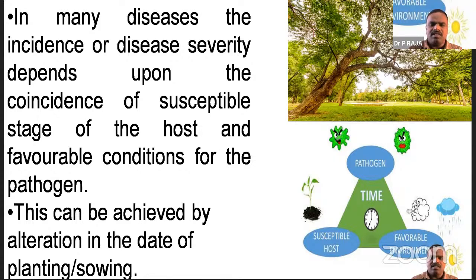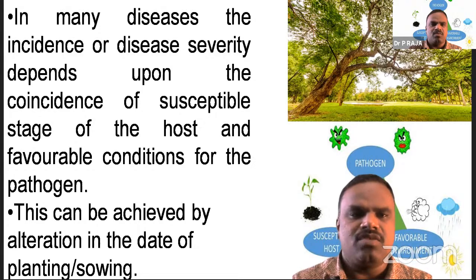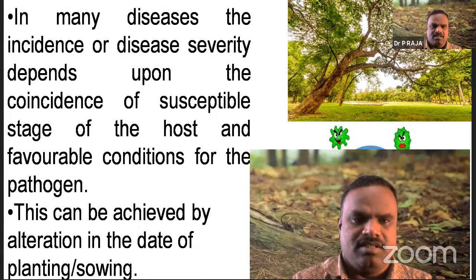So if the host is susceptible in a particular month or period, we may change the date of planting, altering the date of sowing. And if that particular environmental condition is not favoring the pathogen, then we can alter the date of planting to a suitable time. With this, we can manage the disease.